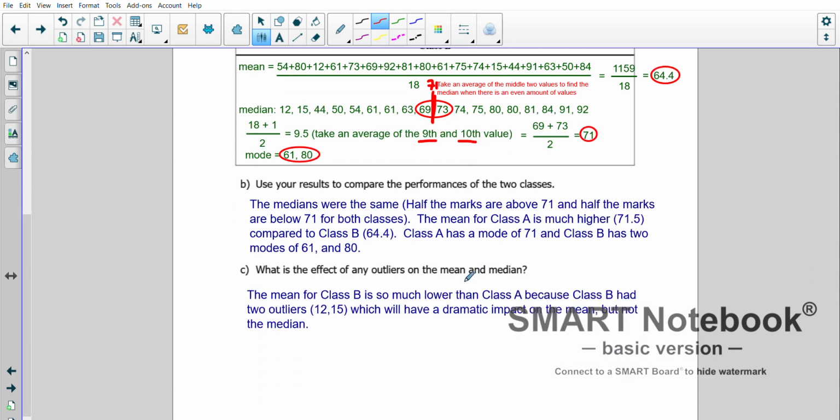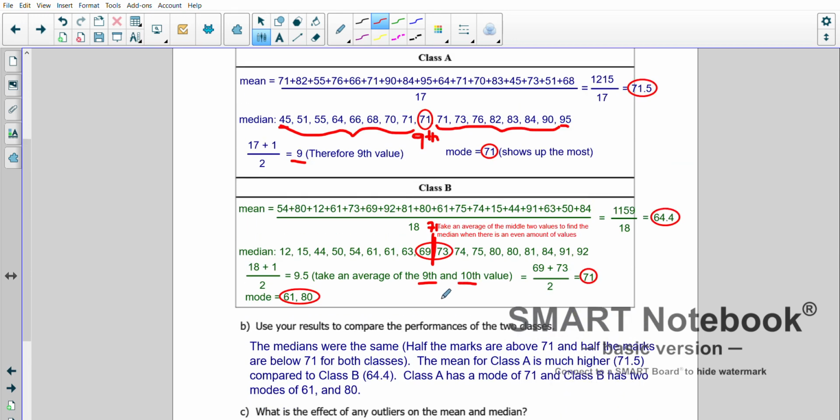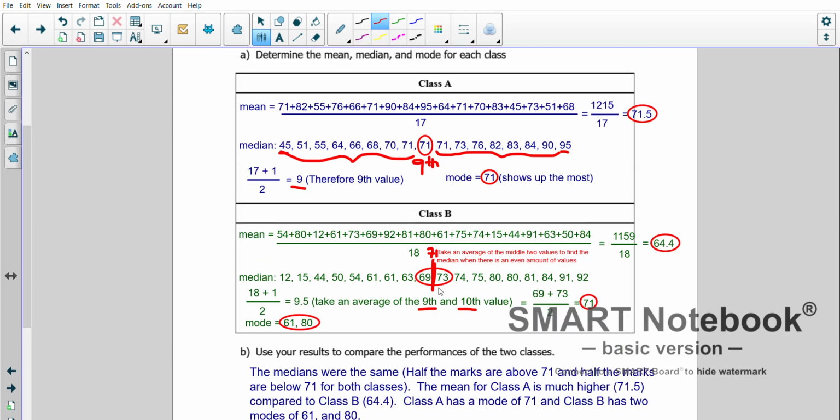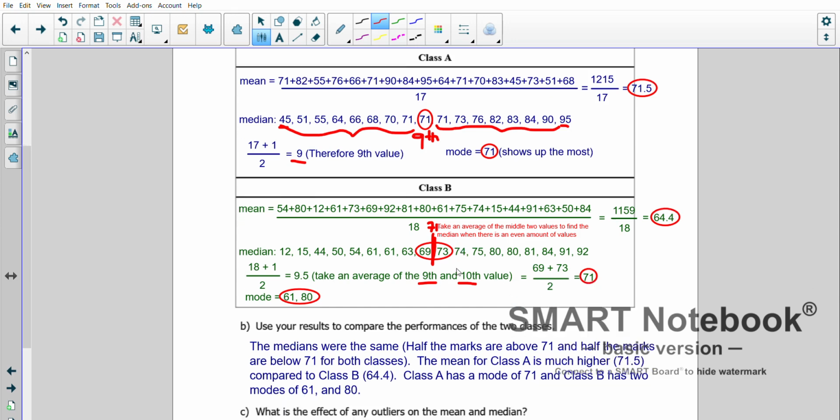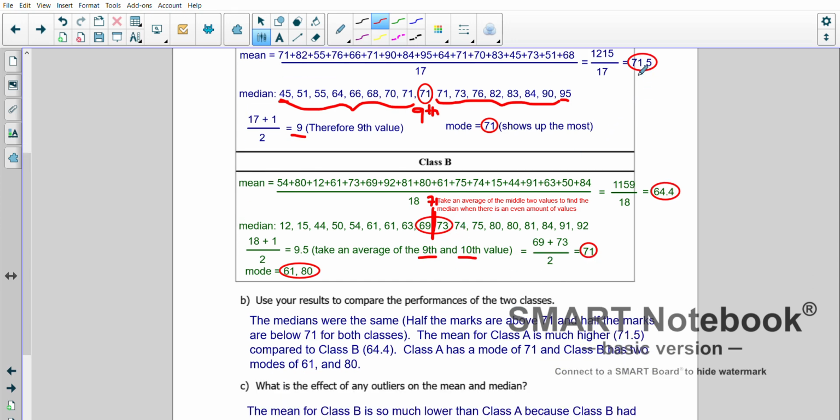The next questions just ask you to compare the results. So if you notice, the medians were the same. They were both 71. So would you say the performance in these classes was equal or not equal? Well, if you look at the mean, you'll see that the mean for Class A is pretty significantly higher than the mean for Class B.